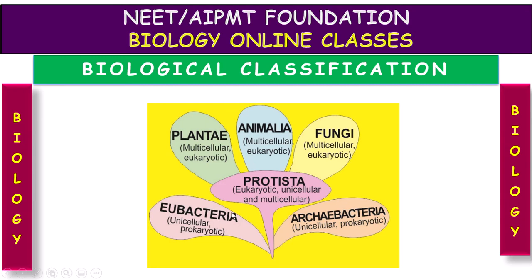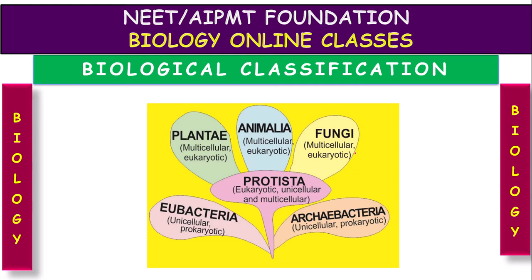So, children, the 5 kingdoms which we have studied: kingdom Monera, which includes unicellular, prokaryotic, most primitive organisms, isn't it? And the Protista, which include eukaryotic, unicellular and multicellular organisms. The kingdom Protista is divided into 2 phyla. What are they? The Chlorophyta and the Protozoa.